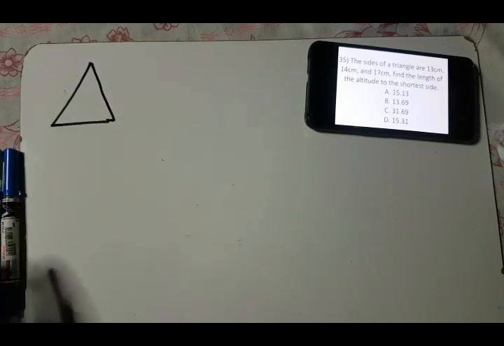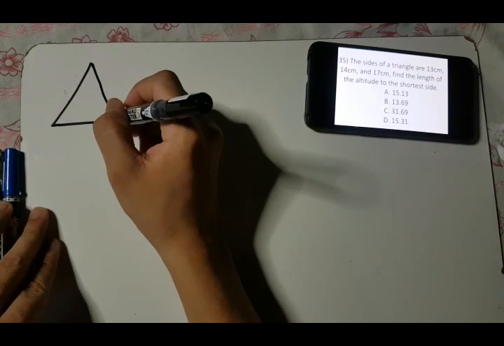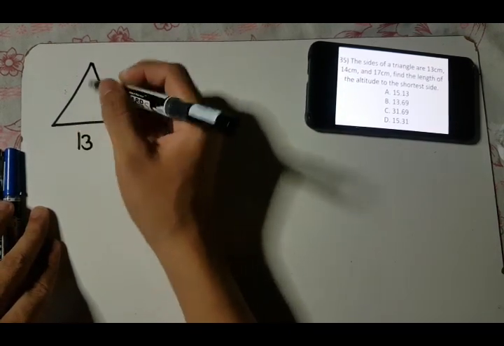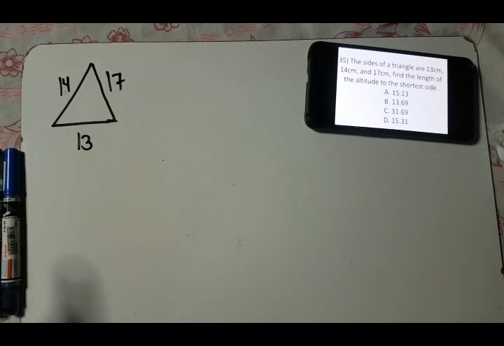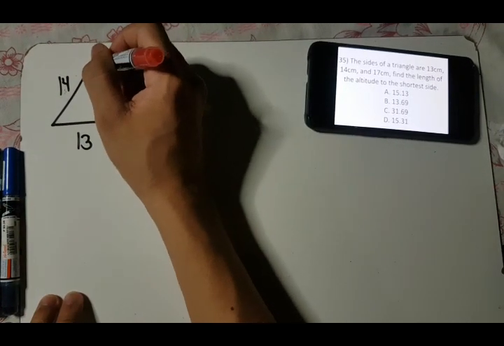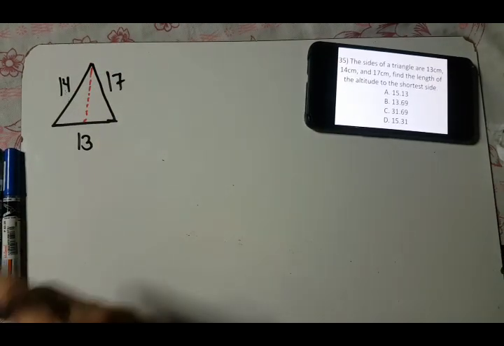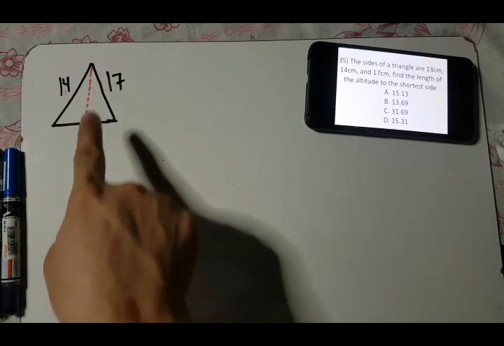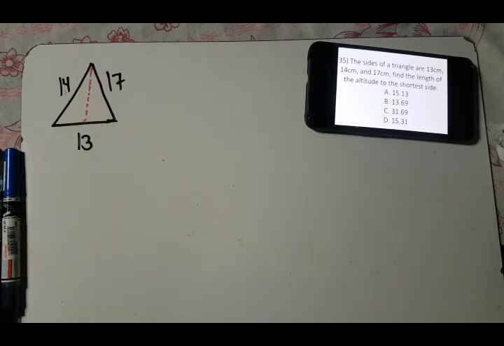So, yung hinahanap natin is the length of the altitude to the shortest side. I-assign muna natin yung mga measurements ni side. So, 13, 14, 17. So, ang hinahanap natin is the height of this. Okay? So, yung tinatanong, length of the altitude to the shortest side.